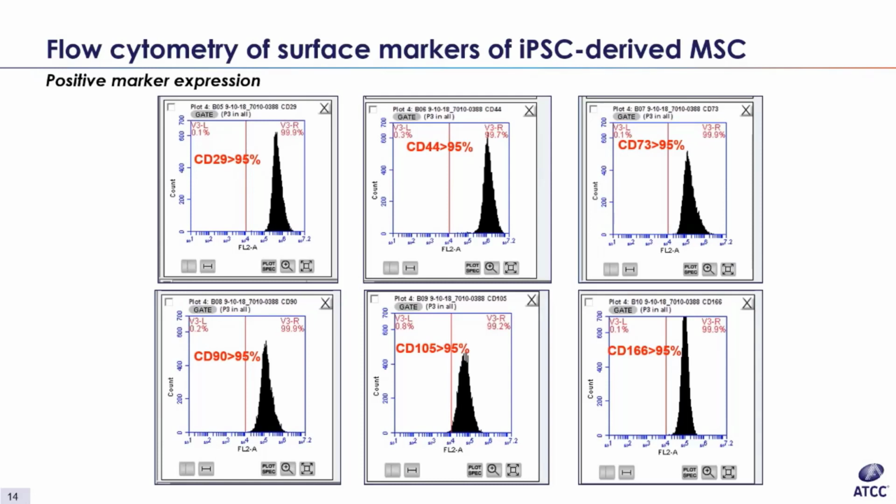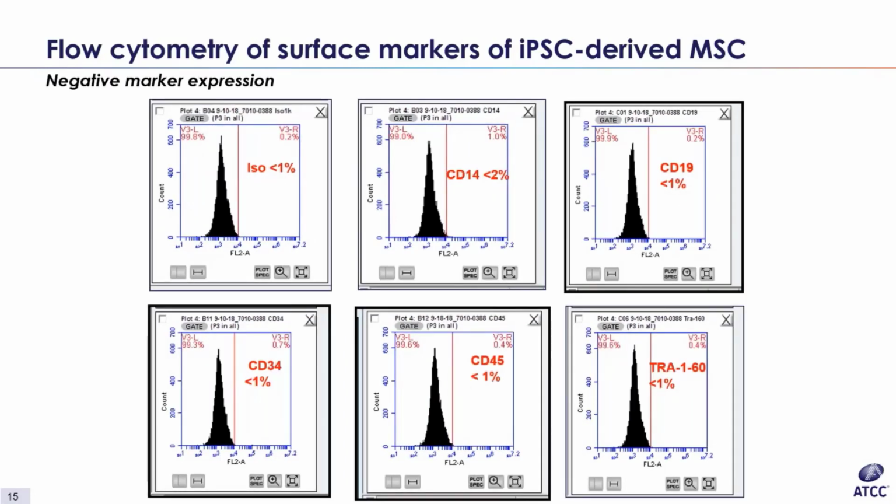So as I mentioned, we use flow cytometry to monitor the surface markers of the iPSC-derived MSCs for QC testing. These data show that expression. On top of the standard MSC markers of CD73, CD90, and CD105, we test for CD29, shown on the upper right, CD44 on the upper middle, and CD166 on the lower middle to meet International Society for Cellular Therapy guidelines.